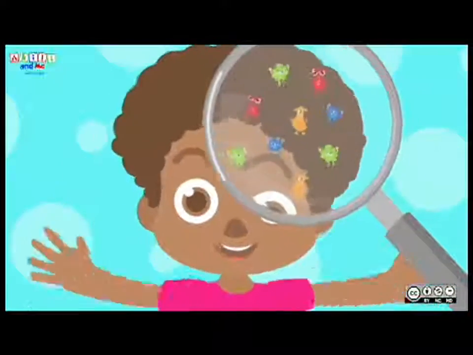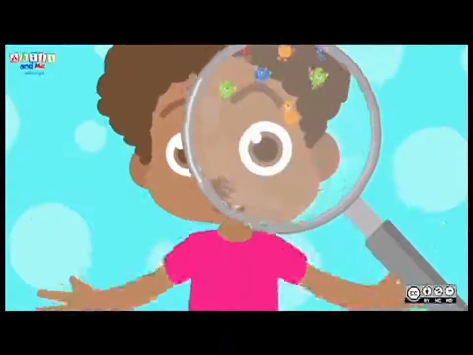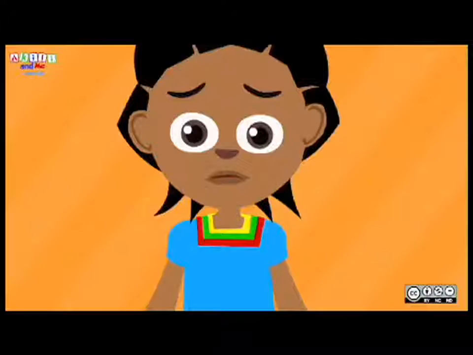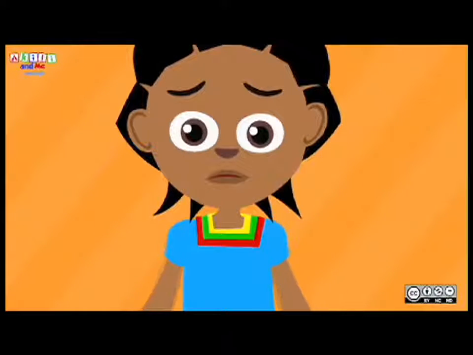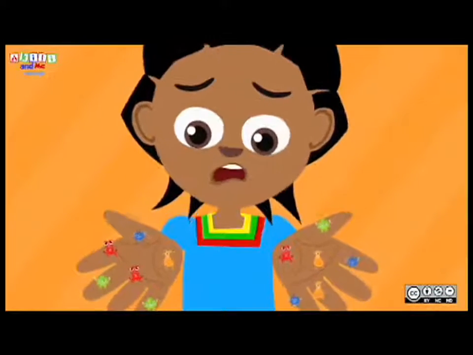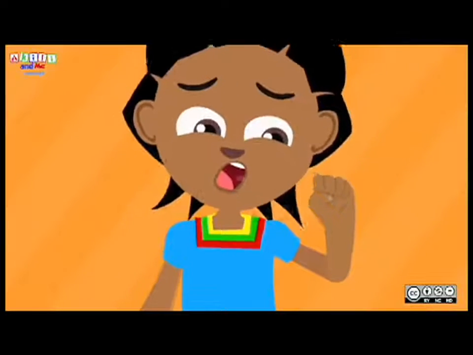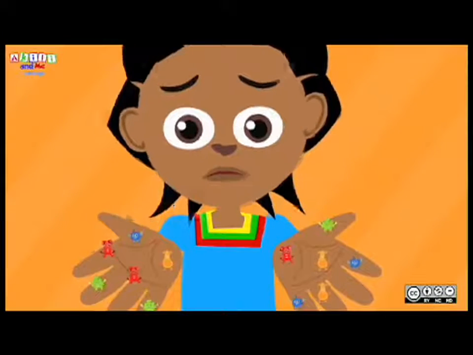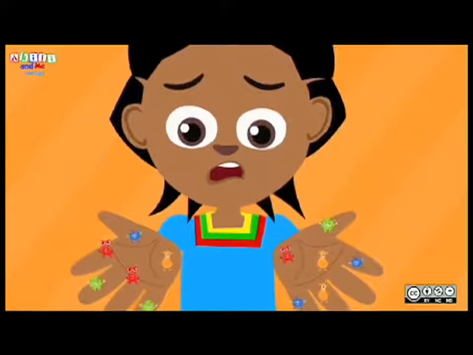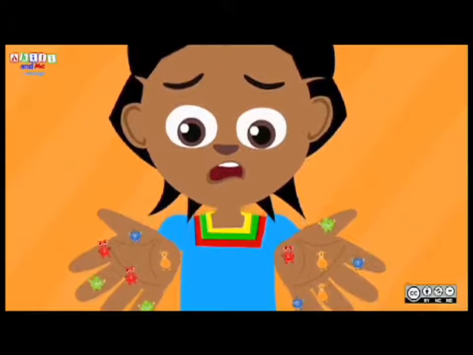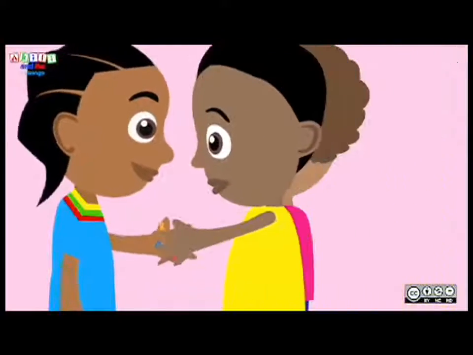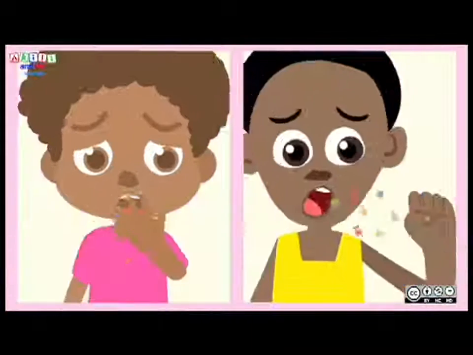Germs, germs, germs. They make us sick. Germs, germs, germs are not your friends. When you're sick, you sneeze. Achoo! When you're sick, you cough, cough, cough. And if you achoo or cough on your hands, the germs stay alive on your hands and get passed on to your friends, and they'll get sick too.